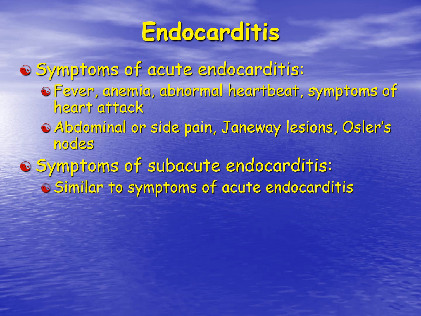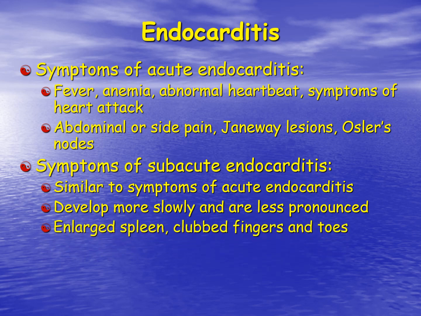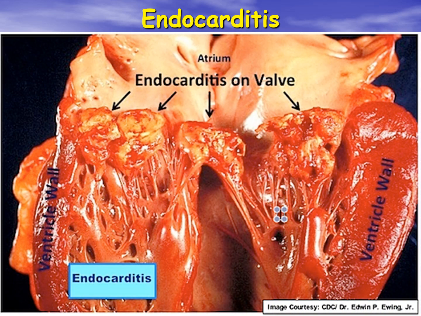Symptoms of subacute endocarditis are similar to those of acute endocarditis, but typically develop more slowly and are less pronounced. We can also see with subacute endocarditis an enlarged spleen, clubbed fingers and toes. And this is simply the valve edges right here of this heart that's been open, and you can actually see these nodular lesions. And these actually are damage and bacterial colonies growing on the valves themselves. So you can see how these valves would not be working very well in the functional heart.